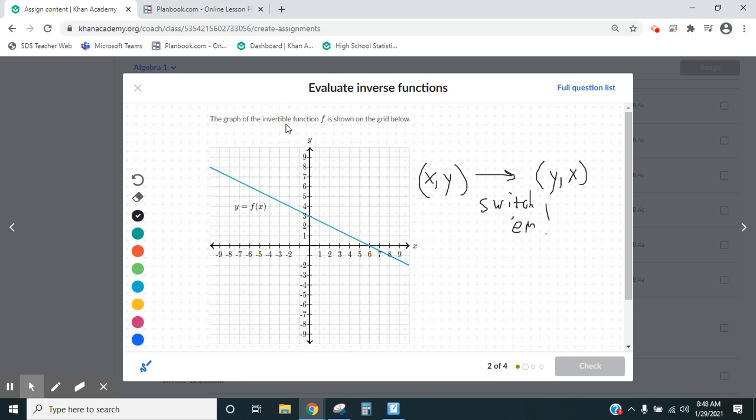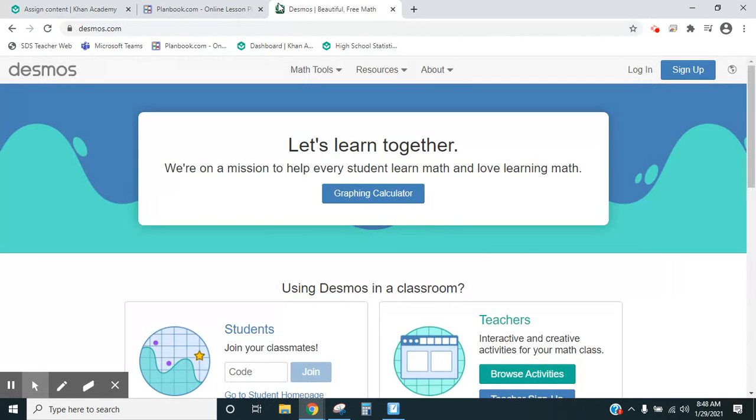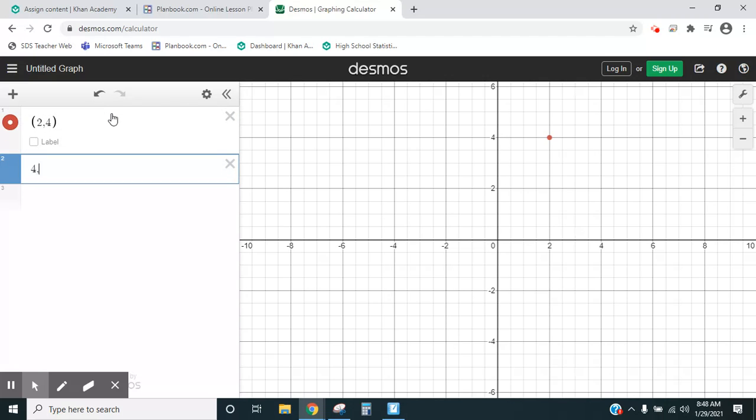All right, so what's an inverse? I want to show you what an inverse function is real quick. Let's learn together. Yeah, let's go. All right, so these 2 points right here are inverses. 2, 4, and 4, 2.